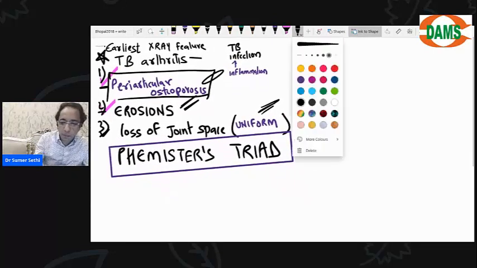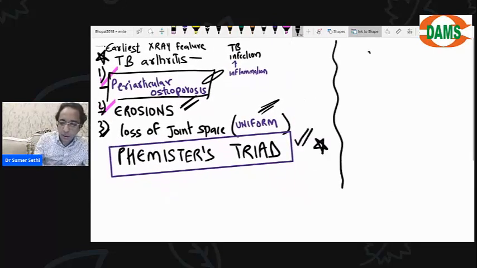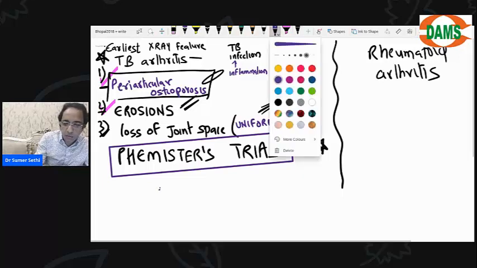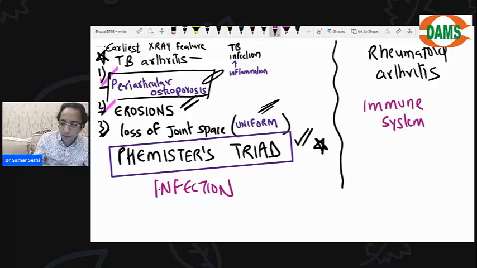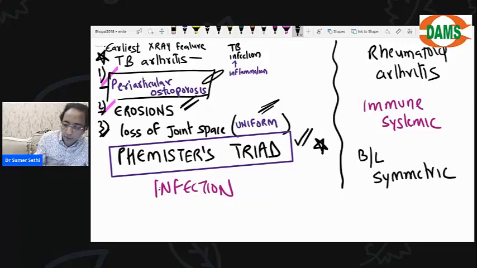Now let's apply some more common sense. You might ask me, sir, यही सब तो rheumatoid में भी था. Sir, we saw the same things in rheumatoid arthritis also. But let's understand the difference, from very basic. TB is an infection. Rheumatoid arthritis is an immune-mediated systemic disease. So do you agree if I now tell you rheumatoid arthritis usually shows bilaterally symmetrical involvement, while TB is usually asymmetric?